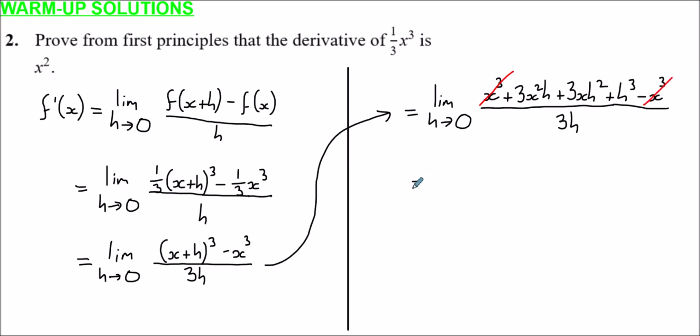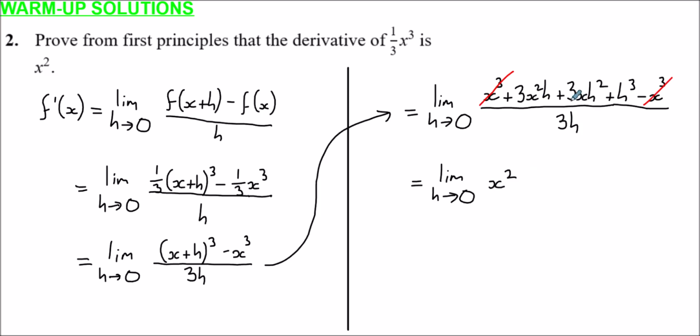And so what we'll have now is we can divide through some of these terms by the 3h on the bottom. So for this term here, 3 divided by 3 cancels, the h's cancel, we're just going to be left with x squared.